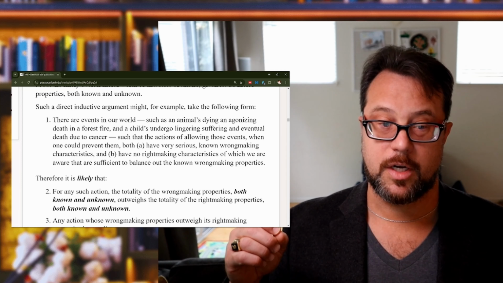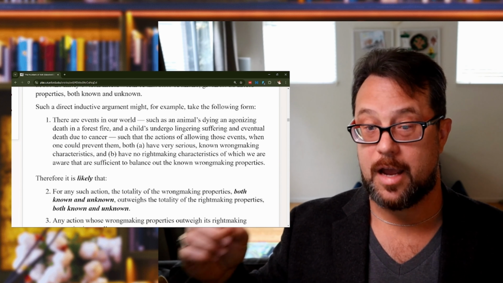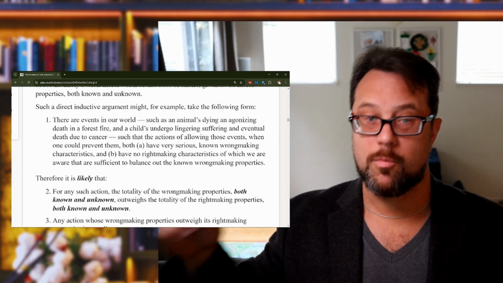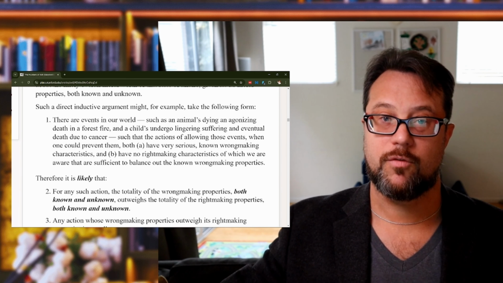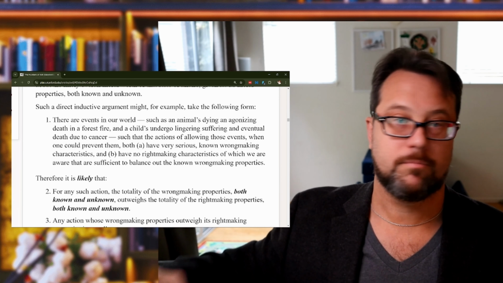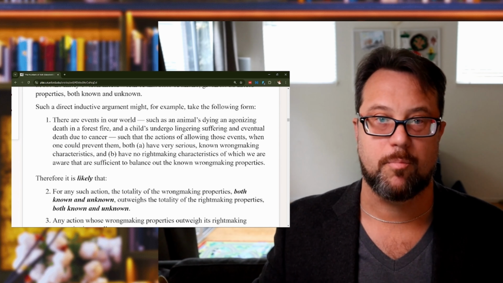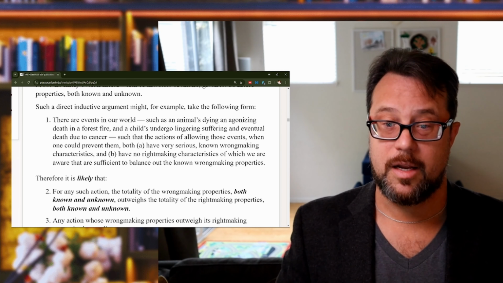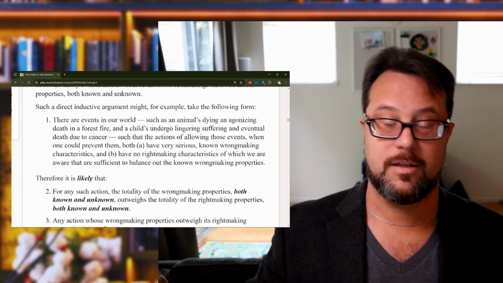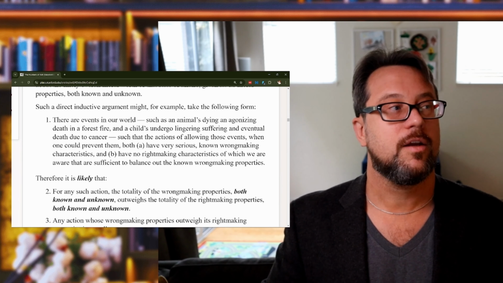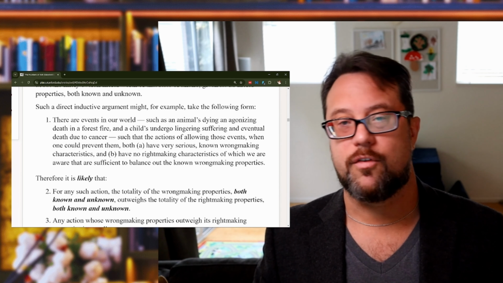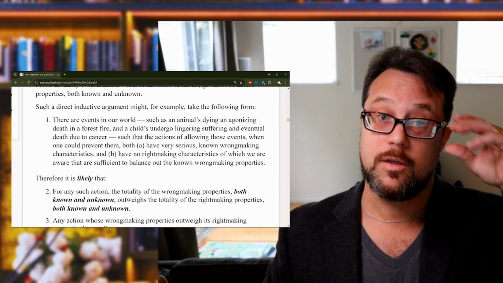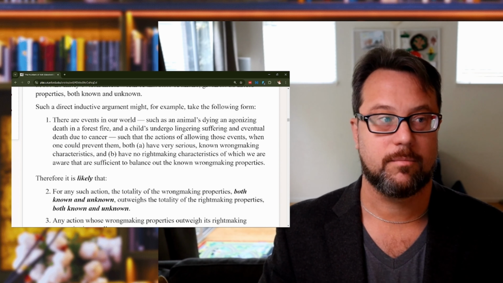Now, such an action, the actions of allowing those events, so permitting the fawn to suffer a horrible, painful death, permitting the child to suffer due to rounds of chemo and just the pain that comes with child cancer and then eventually die, that is very serious, and there's no right-making. What would be the right-making characteristics? In the death of the fawn in the forest fire, imagine no one even knows about it, but it happens quite frequently due to lightning strikes on forests that catch them on fire.